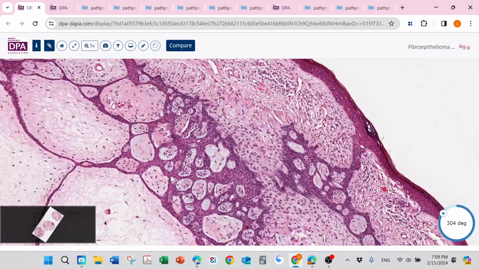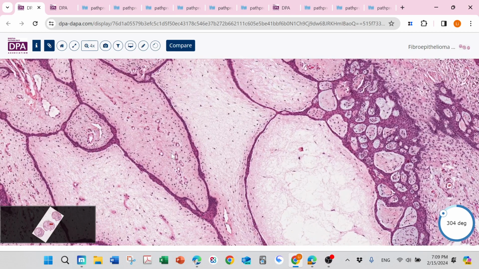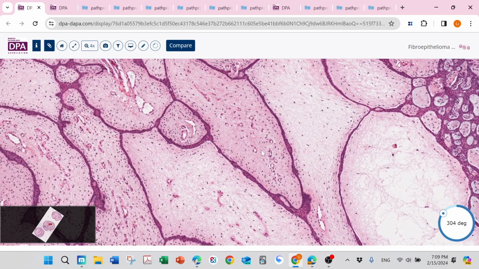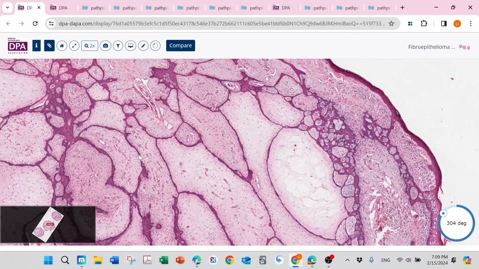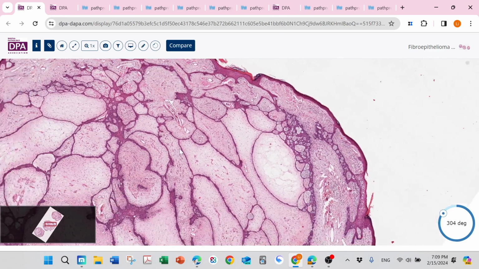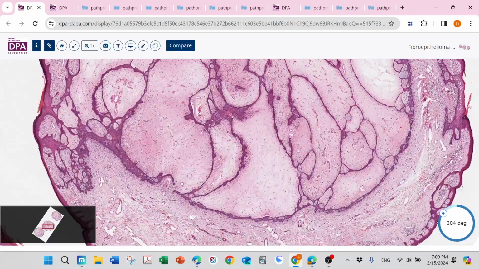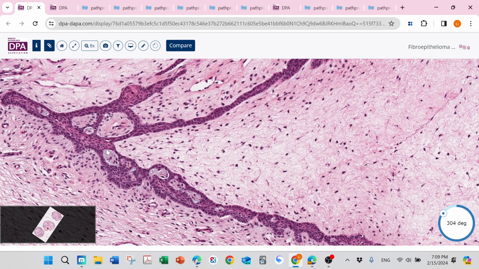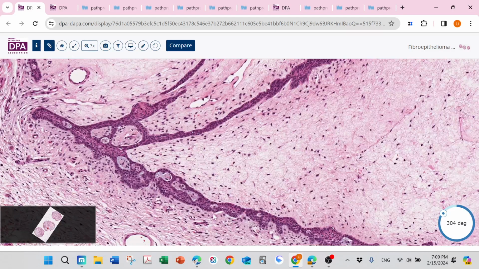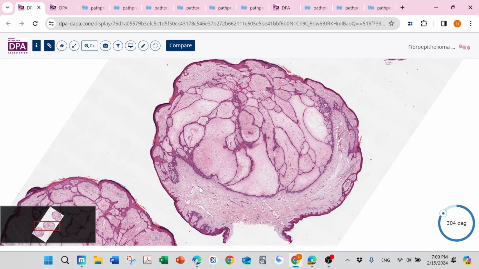You could not find any duct because there is another mimicker called syringocystadenoma. You may see ducts in that entity. So this is just another variant of basal cell. You can see basaloid palisading cells in the periphery with this mucinous stroma inside, and some retraction artifact. So they also have some features of classic basal cell carcinoma.